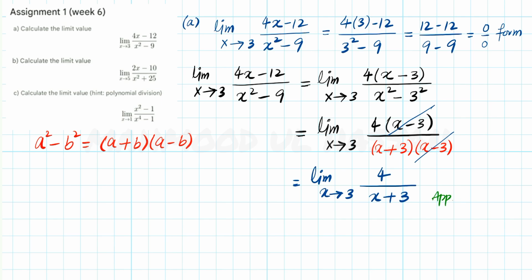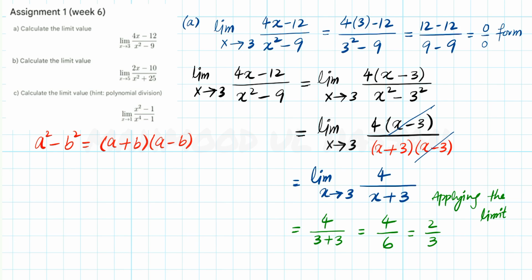So here, applying the limit, it would become 4 divided by, we have to replace x by 3, so that is 3 plus 3. So the final result is going to be 4 divided by 3 plus 3 is 6. When we simplify this fraction, that would become 2 upon 3. So we can say that the limit of the function when x approaches to 3 is 2 upon 3.